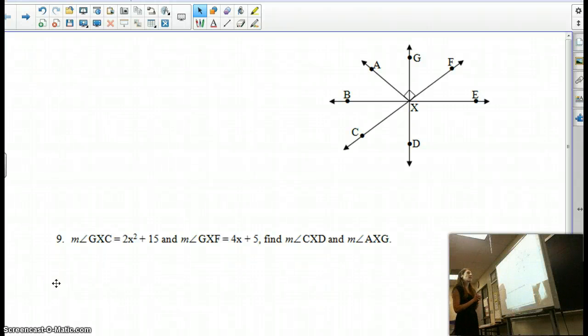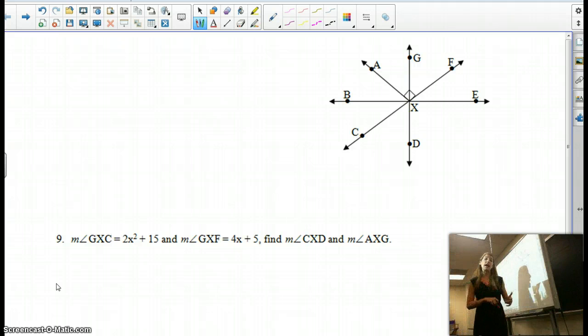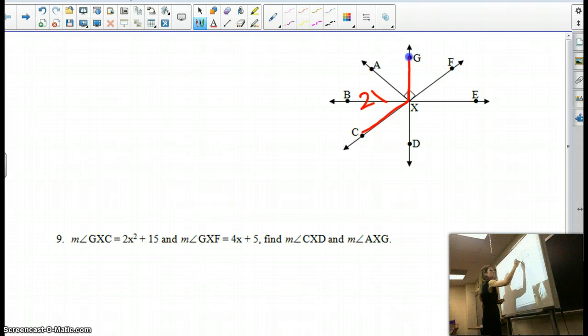All right, we are working on number 9, and the first thing that we always do when we're solving problems like this is we always label the information we're given on the diagram we're given. And if there's not a diagram, then you draw a diagram. But we're told that angle GXC, follow G to X to C, is 2x squared plus 15.